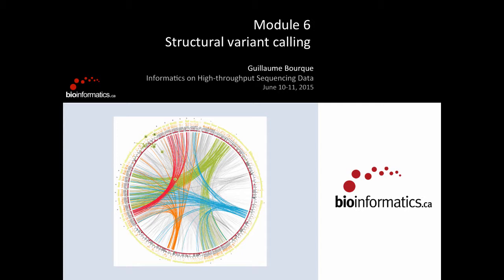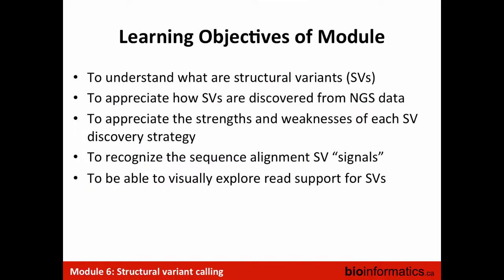Now we're going to be moving to structural variant calling. So these are going to be larger events. Most of what I'll say is going to be using the human genome as a reference, although similar principles also apply if you're using a different reference. So the learning objectives for this module are to understand what structural variants are, and to appreciate how you can discover structural variants from next-generation sequencing data, and the strengths and weaknesses.